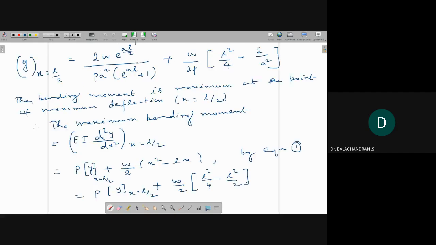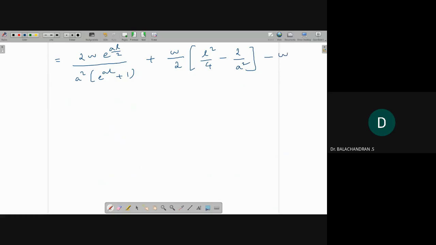Is it possible to simplify? Yes, you can simplify. You simplify this, you get what? This is minus L square by 4. So if you multiply, minus omega L square by 8. Minus omega L square by 8. So this is the final answer.